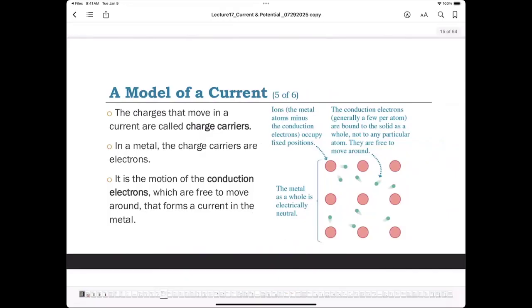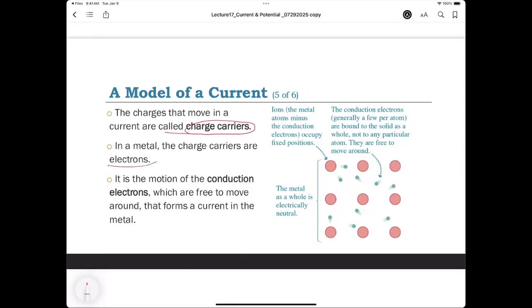Okay, let's continue to talk about a model of a current. The charges that move in a current are called charge carriers. In a metal, the charge carriers are electrons.